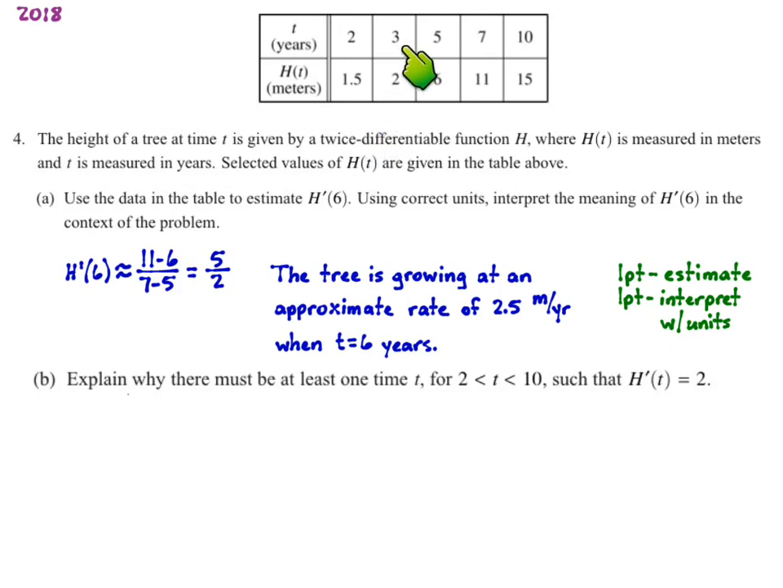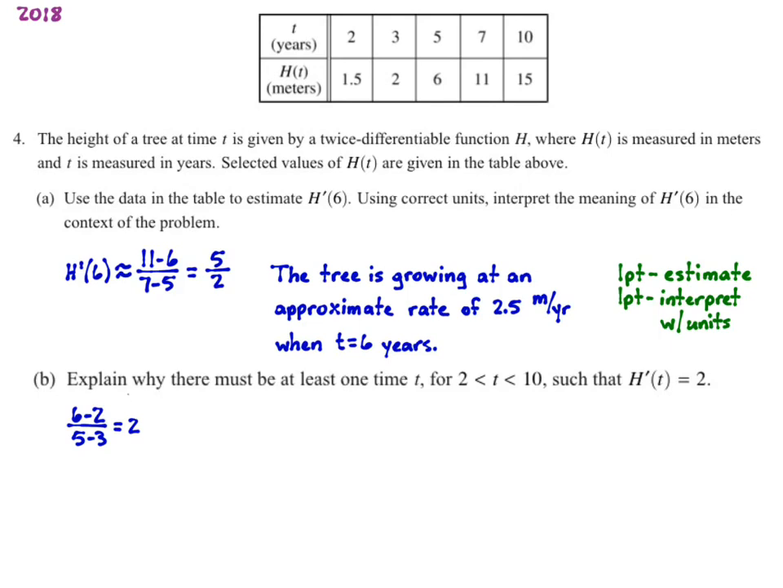Well, it's pretty easy to see. The interval from 3 to 5, if we take the slope of the interval from 3 to 5, that'd be 6 minus 2 over 5 minus 3, and that would simplify to 2. 6 minus 2 is 4, 5 minus 3 is 2, and so that does simplify to 2.